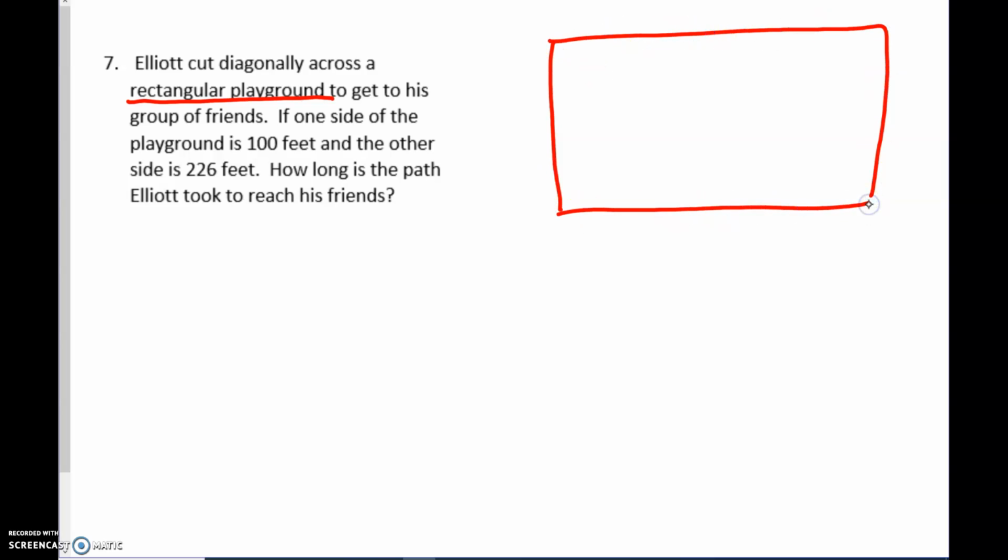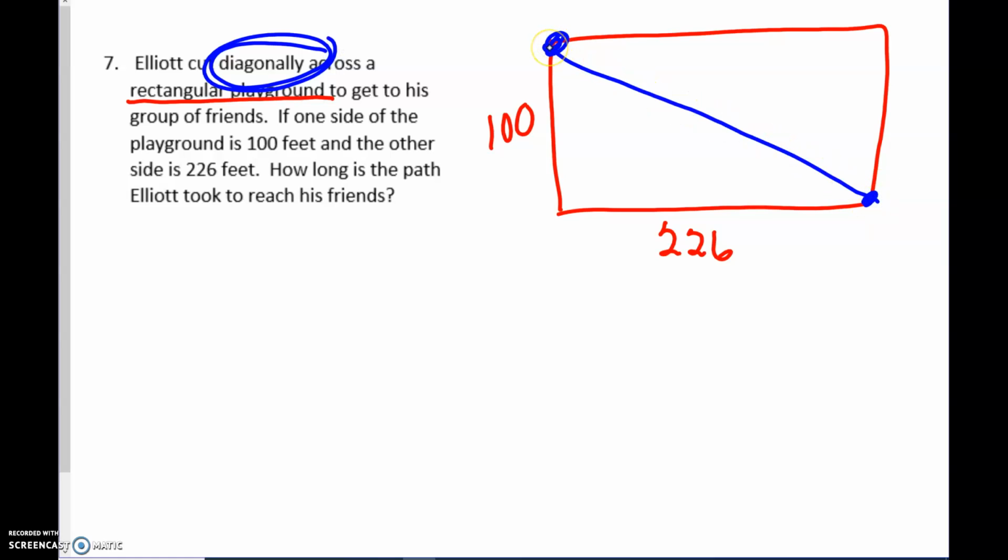Elliot cut diagonally across a rectangular playground to get to his group of friends. If one side of the playground is 100 feet and the other is 226, how long is the path Elliot took? First I'm going to draw my rectangular playground. One side's 100 feet, the other side is 226. When it says he went diagonally, it means he went from one corner to the other corner across the middle. That's what they're asking us to find out.